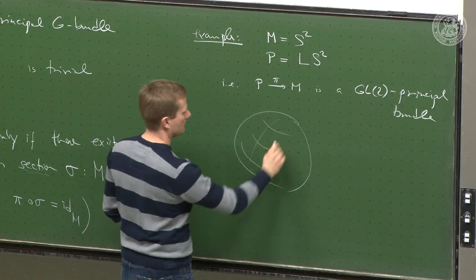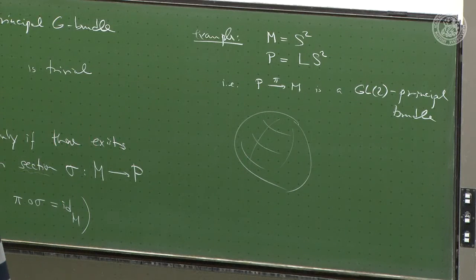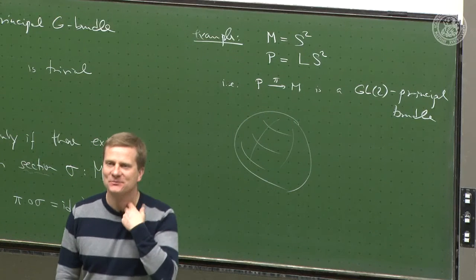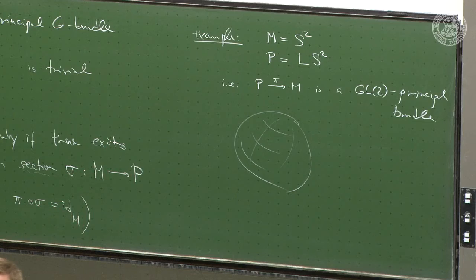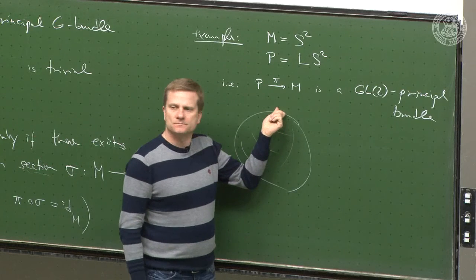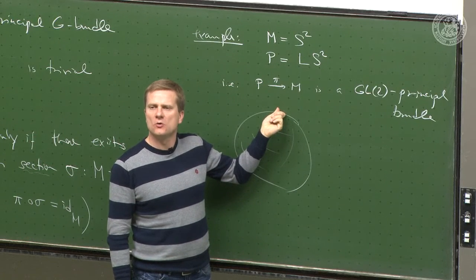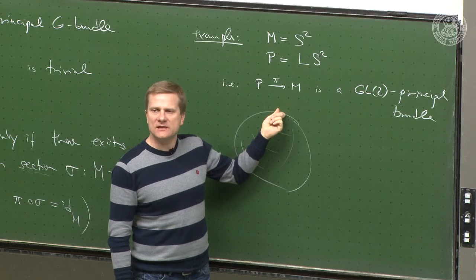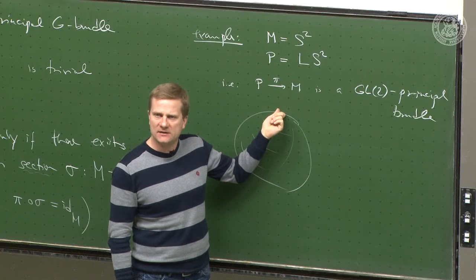Okay? Now, what do we know about sections of the frame bundle of the two-sphere? What is a section of the frame bundle? A section of a frame bundle would be a frame at every point, right? So a basis of the tangent space at every point. But what do we know about this? Well, there is no such thing, because we don't even have an everywhere non-vanishing vector field.